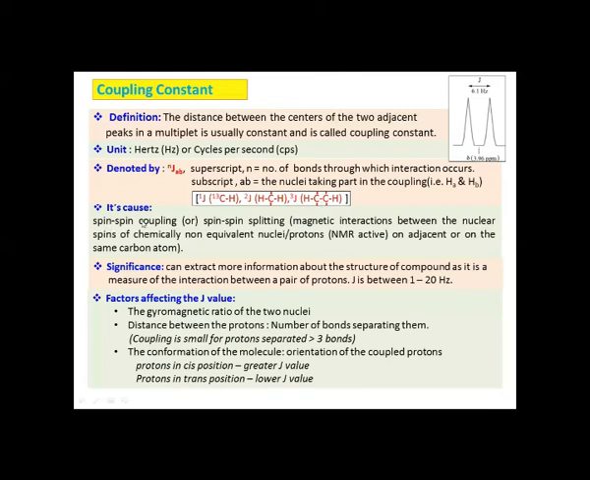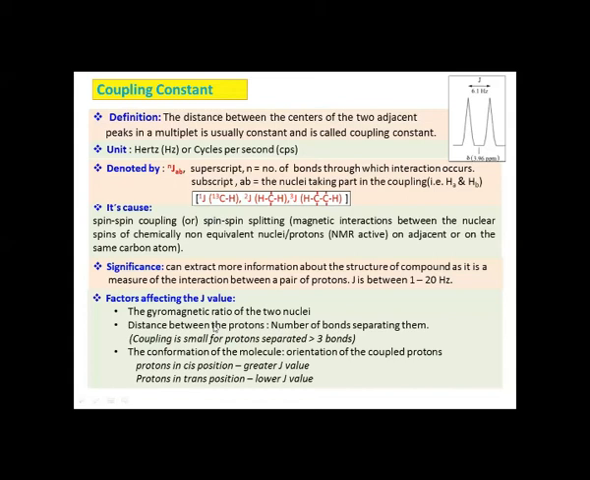So the coupling constant, as we discussed, is caused by spin-spin coupling or spin-spin splitting. Here come the magnetic interactions between the two nuclear spins of chemically non-equivalent protons, which are NMR active, placed on adjacent or on the same carbon atom. What is the significance of the coupling constant? We can extract more information about the structure of the compound, as it is a measure of the interaction between a pair of protons, and J remains between 1 to 20 Hertz.